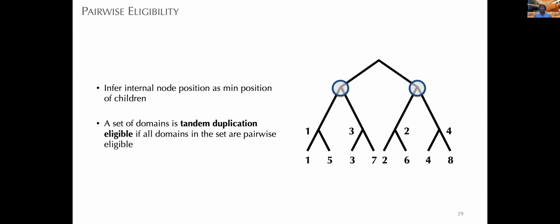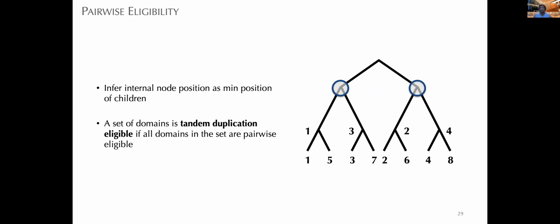I mentioned that we use a pairwise eligibility matrix to determine whether two nodes could be part of the same tandem duplication set or not. We say that two nodes in the domain tree are pairwise eligible if the positions of their children are interleaved. For leaf domains, this makes sense because we have position information from existing sequences. But for internal nodes, this idea becomes a little more complicated. We don't know what domains existed at the same time for internal nodes, and we don't even know whether they existed in the same gene or not.